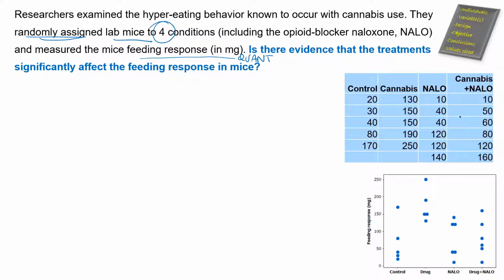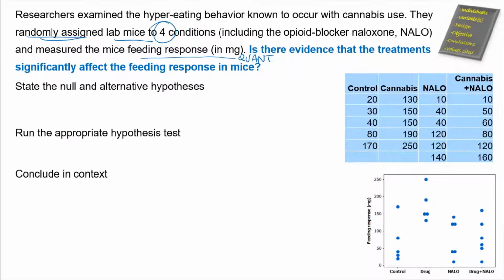The conditions were either you give the mice nothing, or you give them cannabis, or you give them just the opioid blocker naloxone, or you give them a combination of cannabis and naloxone. And we'd like to know if there is evidence that the treatments, those 4 conditions here, significantly affect feeding response in mice, so whether there are differences on average in the population of mice.